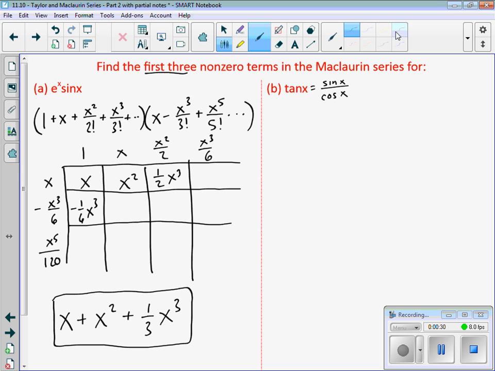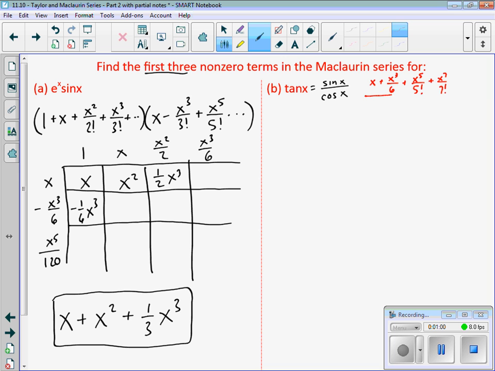So the first odd power would be what? 1, x to the first, right? So just x. And then our next one is going to be x cubed over 3 factorial, or x cubed over 6. And the next one will be x to the 5th over 5 factorial. Seems like a lot of mental math. And then x to the 7th over 7 factorial, and so on, right?